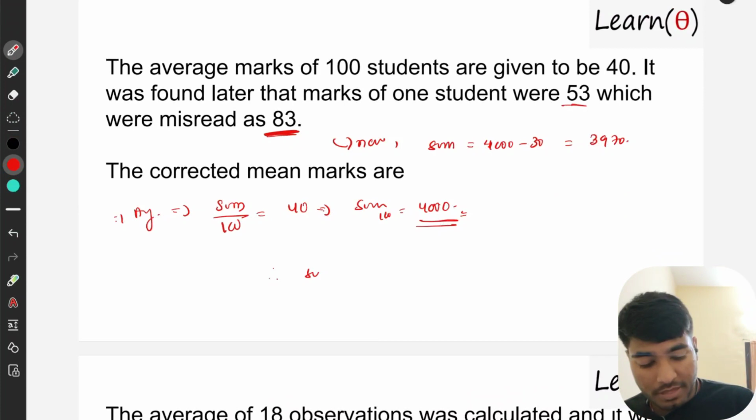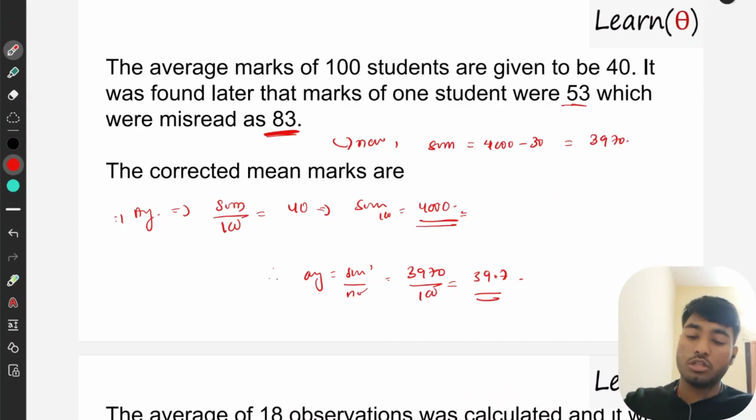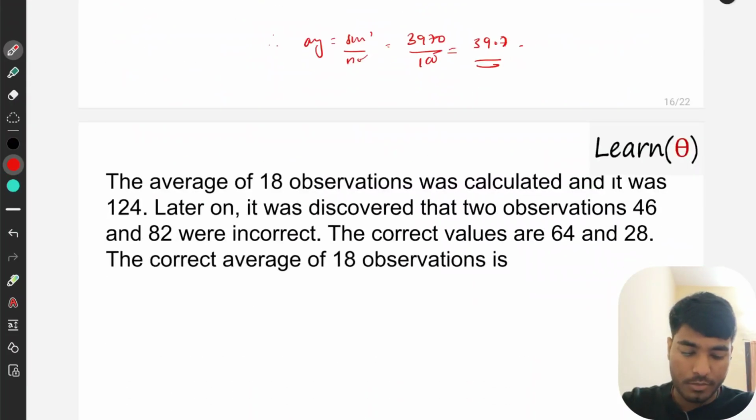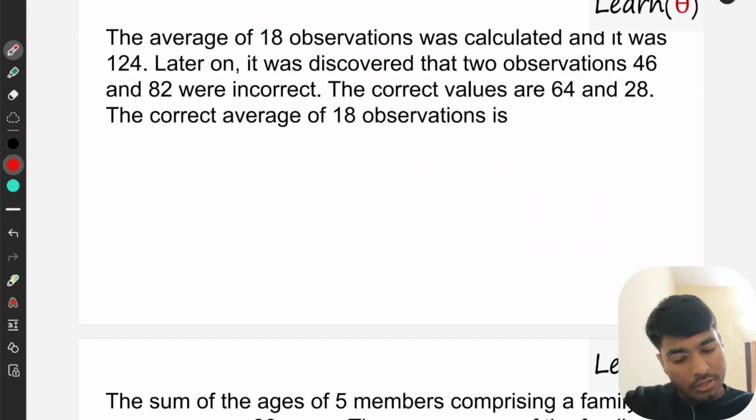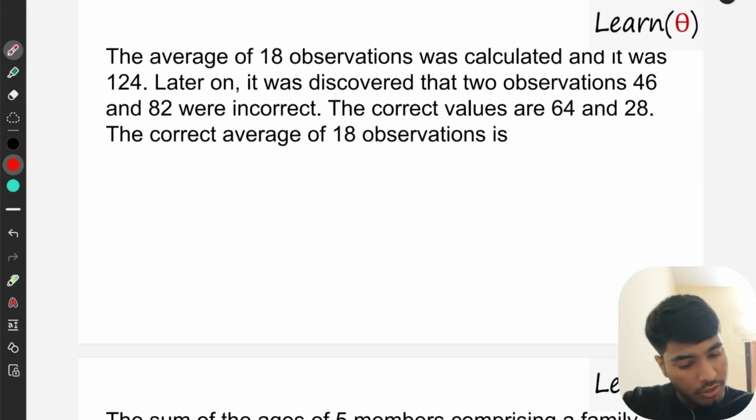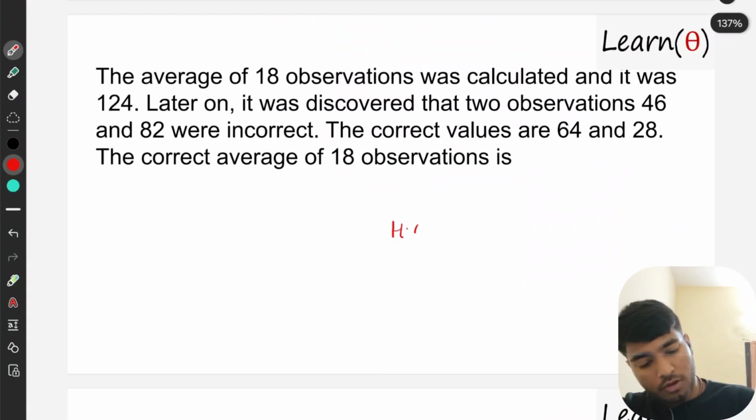Therefore I will say that the new average is the new sum upon the number. The new sum is 3970 by 100. This is equal to 39.7. So the new average marks of the people here is 39.7. Got it? Perfect.